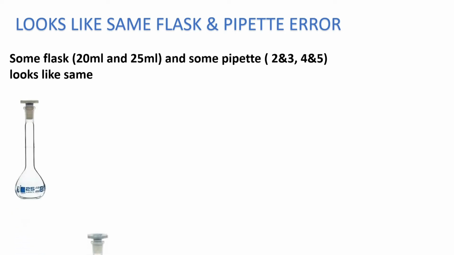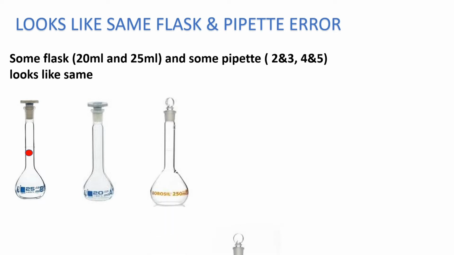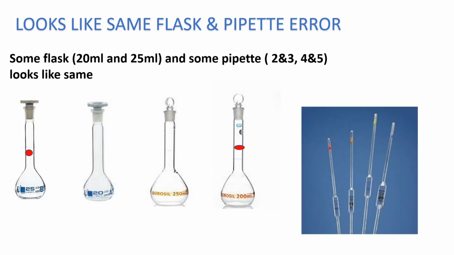So for that, there is a very old system. You have to mark one flask. Here I mark the 25 ml in red color, so it can be identified. This is 25 ml, and where there is no color, it means it's 20 ml. Like I have marked here for 250 and 200 ml. So here the 200 ml mark is like that. So you can identify very clearly.